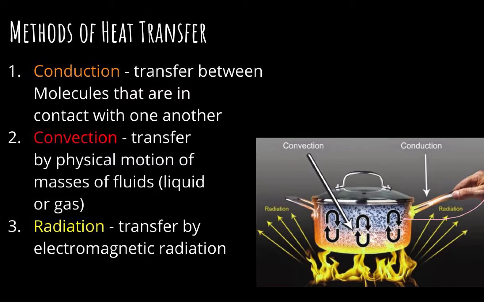Convection is transfer by physical motion of masses of fluids. Convection can happen in liquids, and it can happen in gases. Some of you may have a convection oven at home that circulates the air inside the oven. That's another way to transfer heat, so that's what the term convection oven means. So gases can transfer heat, and liquids can transfer heat. In this example in the picture, you can see the liquids transferring the heat in the water in the pan.